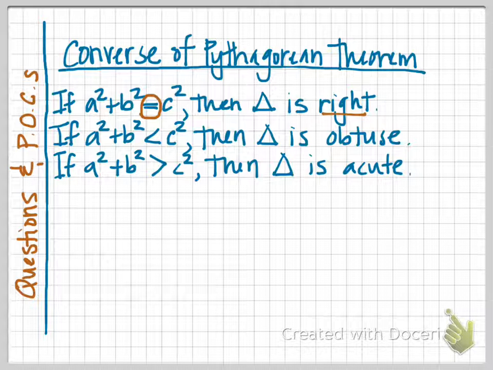But let's suppose that we plug in A, B, and C, and a squared plus b squared is less than c squared. Then that means the triangle is not right, and it is an obtuse triangle. A and B form an obtuse angle. The opposite of that is also true. If a squared plus b squared is greater than c squared, then the triangle is an acute triangle. So the angle formed by A and B is less than 90 degrees.